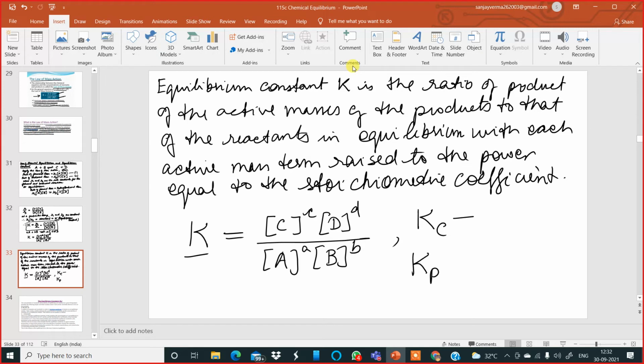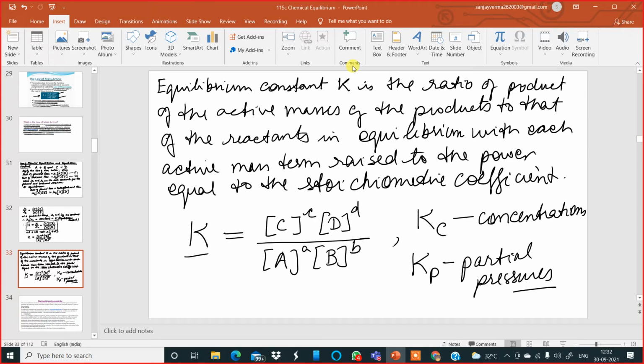Kc means equilibrium constant in terms of concentration, and Kp means equilibrium constant in terms of partial pressures. So that is very important for you all to remember. Okay. Am I clear with this? Dear boys, am I clear?